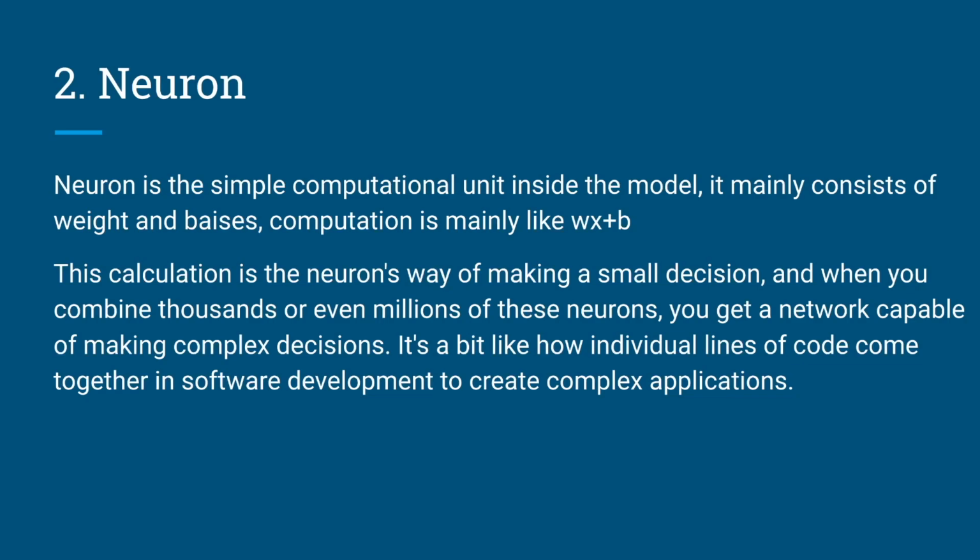And when you combine thousands or even millions of these neurons, you get a network capable of making complex decisions. It's a bit like how individual lines of code come together in software development to create complex applications.